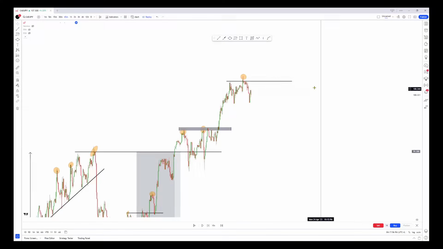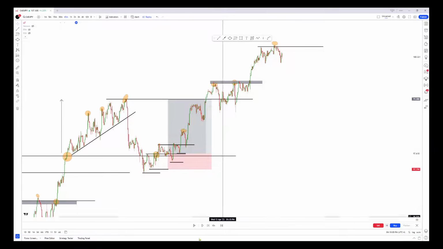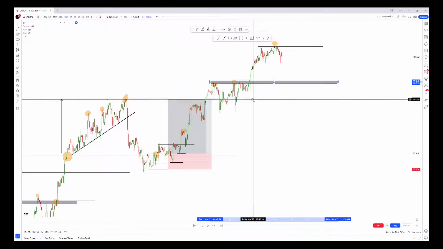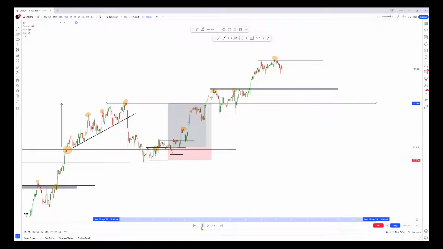So with this being said, with price having a new high, all the selling that's going on is going to be okay with me. Price can sell all the way back down to this gray zone. Price can sell all the way back down to here if it wanted to. As long as price had a new high, I know price will be back up there again. So let's see what happens.